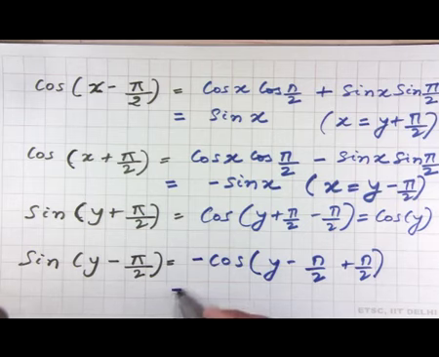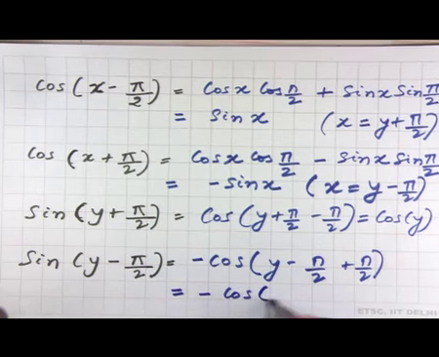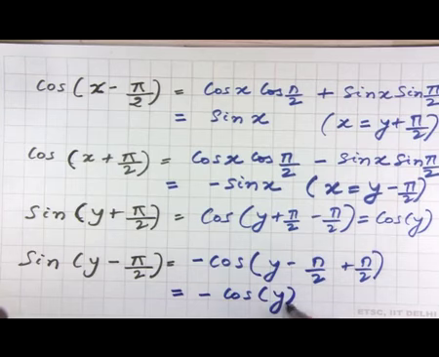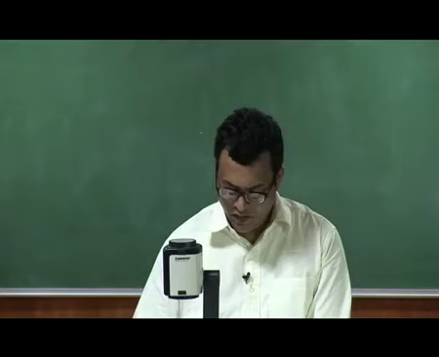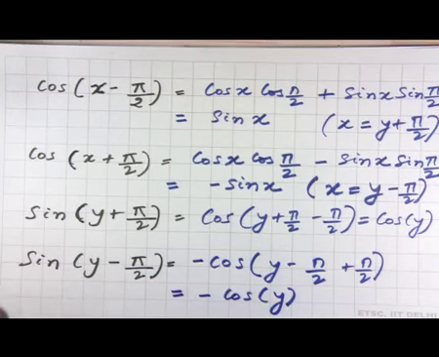So, this becomes equal to minus cosine of y. So, these four identities are very useful, and we will see that when we do some example problems later on.